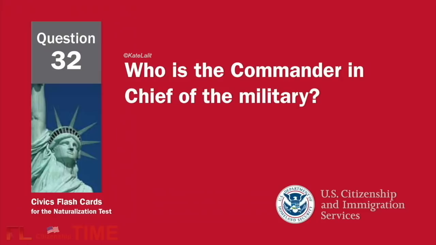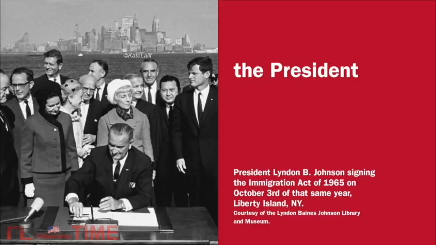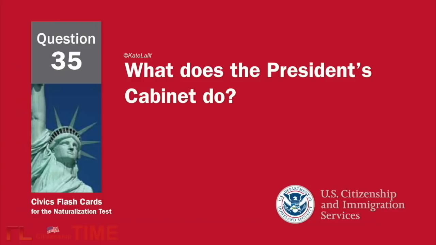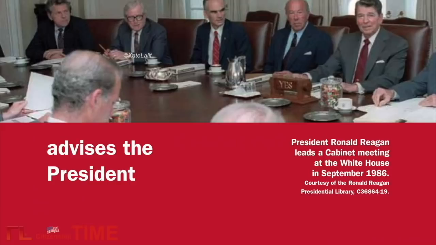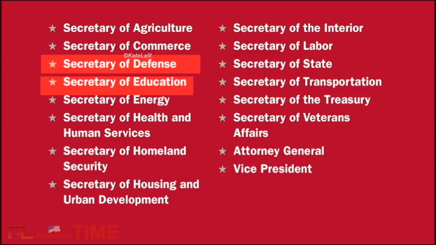Who is the Commander-in-Chief of the military? The President. Who signs bills to become laws? The President. Who vetoes bills? The President. What does the President's cabinet do? Advises the President. What are two cabinet-level positions? Secretary of Defense. Secretary of Education.